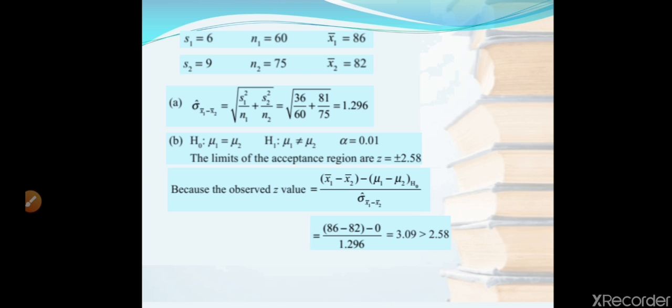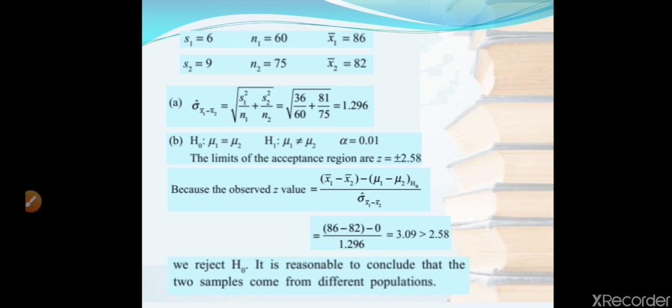Substituting other values, we get it as 3.09, which is more than our limiting value of z, that is 2.58. So we reject the null hypothesis. It is reasonable to conclude that the two samples come from different populations.